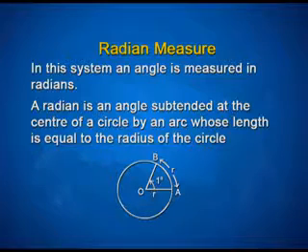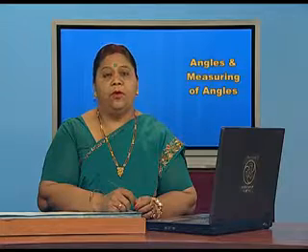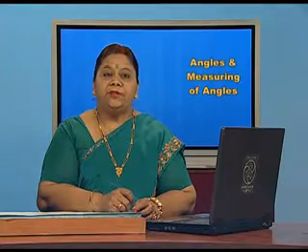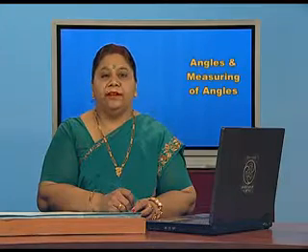Here in the figure, let AB be an arc of a circle with center O and of radius r, such that the length of the arc AB is equal to r. Then angle AOB will be 1 radian.